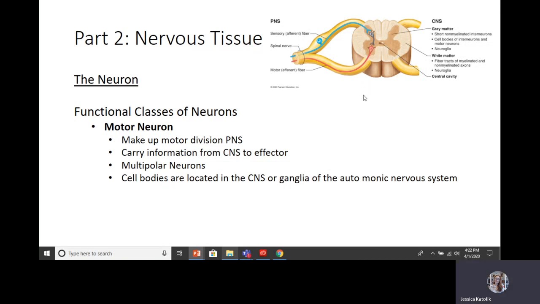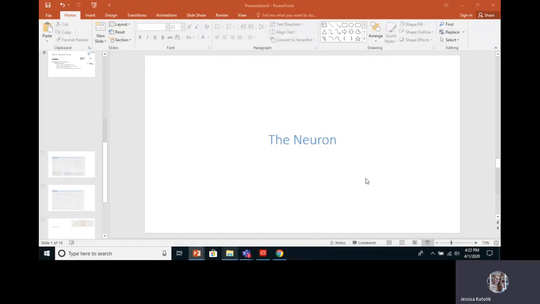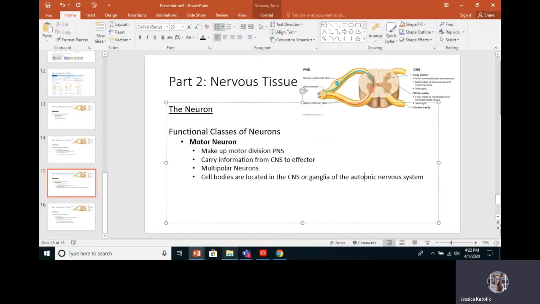central nervous system, but it can also be found in areas of the autonomic nervous system. My apologies, this is spelled incorrectly. Autonomic. There we go. Much better.